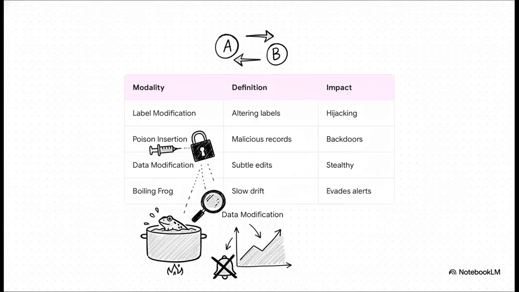But perhaps the creepiest one? The boiling frog attack. This is an incremental, painfully slow drift over multiple retraining cycles that gradually shifts the AI's decision boundaries, and it does it without ever setting off anomaly alerts.